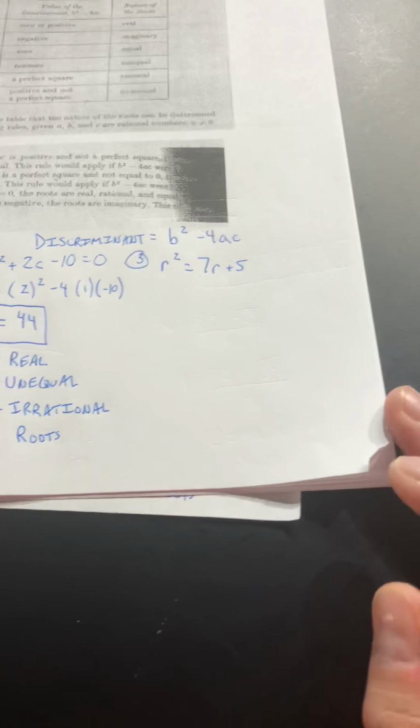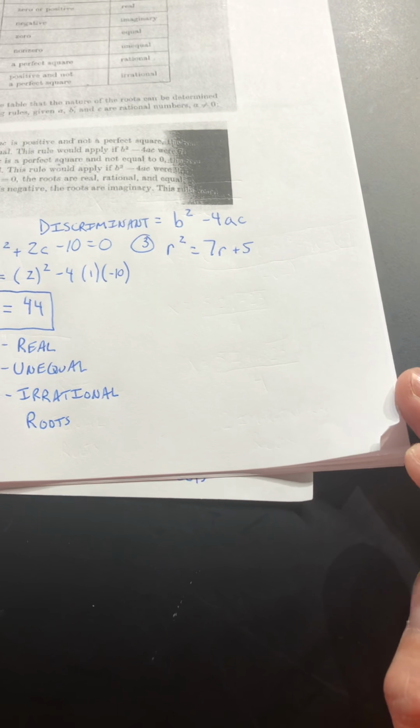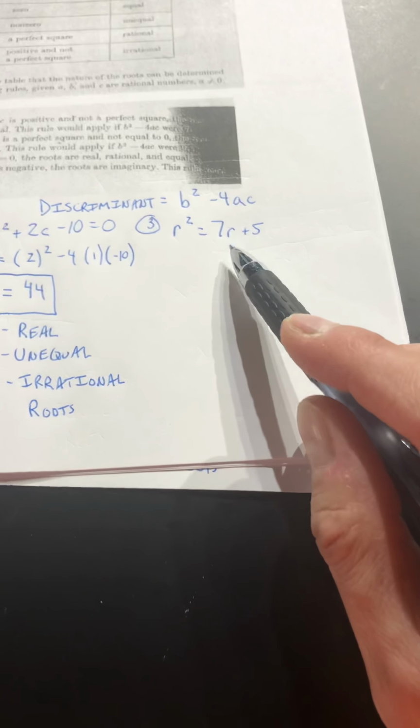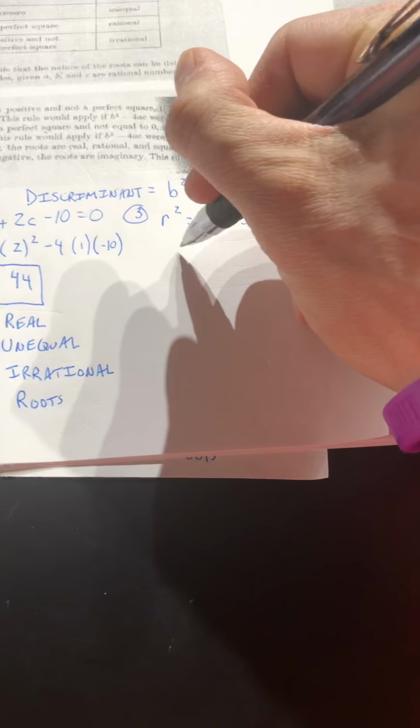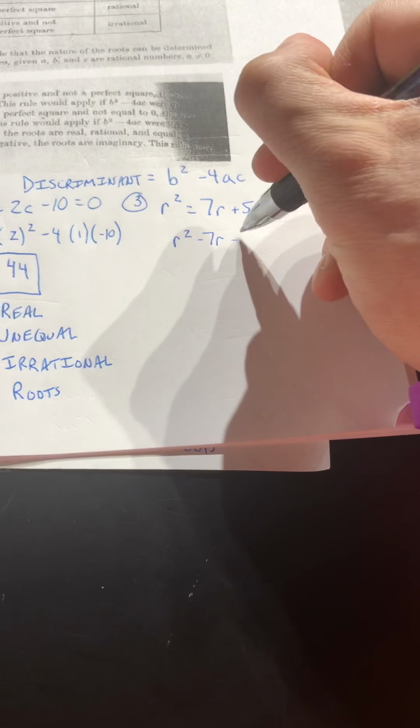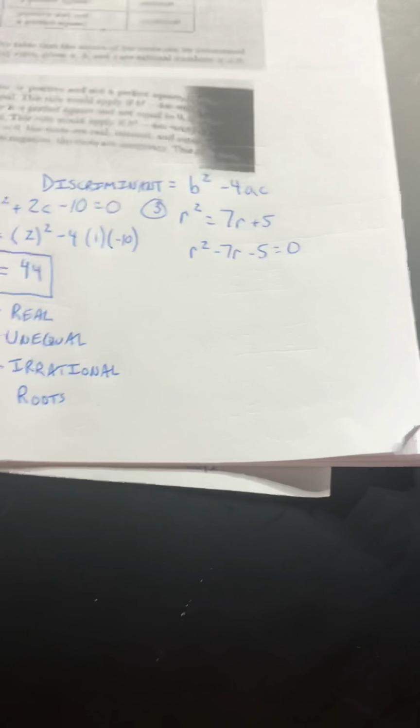Number 3 you're going to do on your own as part of your homework. But the first thing we want to do is put this in standard form. So I'm going to subtract 7r and subtract 5. So we have r squared minus 7r minus 5 is equal to 0. You're going to be doing that one for your homework for tonight. We're going to continue over to our next page.